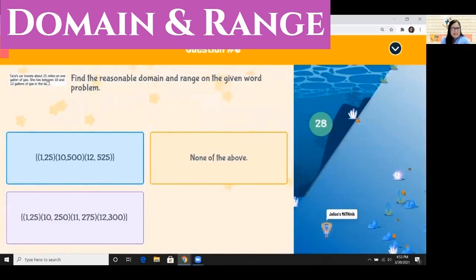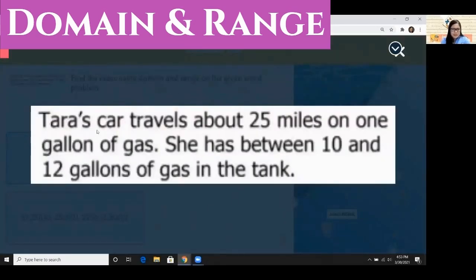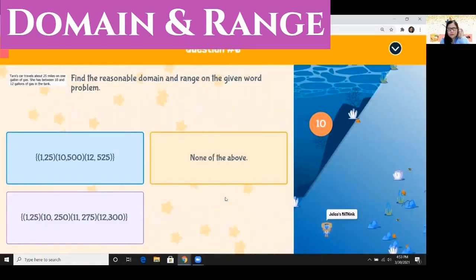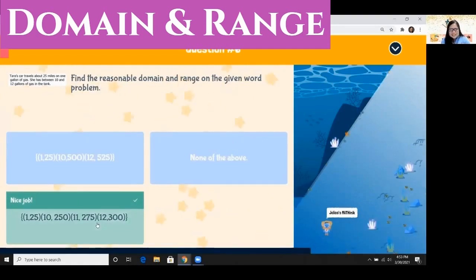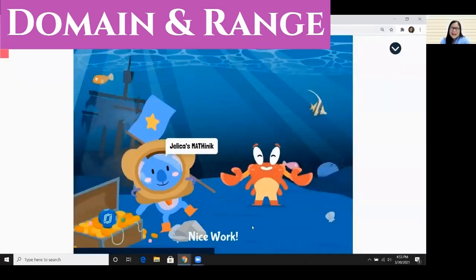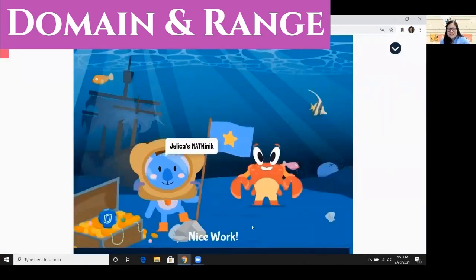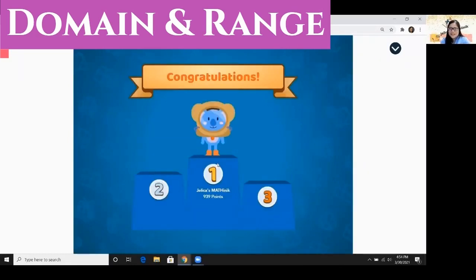Last question, number 6. We'll find the reasonable domain and range for the given problem. Tara's car travels about 25 miles on 1 gallon of gas. She has between 10 to 12 gallons of gas in the tank. So for every 1 gallon, Tara's car can travel 25 miles. So I think this one, because 25 times 12 is 300. So let's click it. Good job, you got it right. Almost time. There you go, we got it perfectly. Nice work. So congratulations. Hope you've enjoyed the game. We're on rank 1. Yippee.